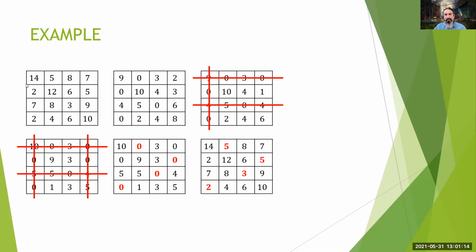Now from here, we start by finding the minimum values of each row. So first row, the minimum value is 5. So I will subtract 5 from everything over here. So 9, 0, 3, 2. Second row, minimum value is 2. Subtract 2 from everything. So 0, 10, 4, 3. Third row, minimum value is 3. So subtract 3 from everything. So 4, 5, 0, 6. Fourth row, minimum value is 2. So subtract 2 from everything. So 0, 2, 4, 8.